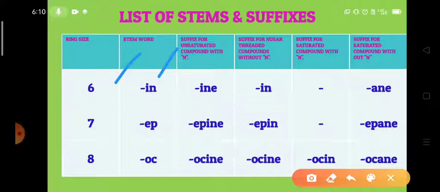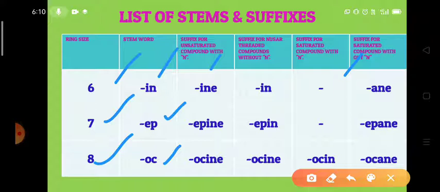And for the heterocyclic compounds with ring size 7, it is epine. If the ring size is 8, we use oc as the stem word. And depending on the saturation or unsaturation, we use the related suffixes and we give the names.